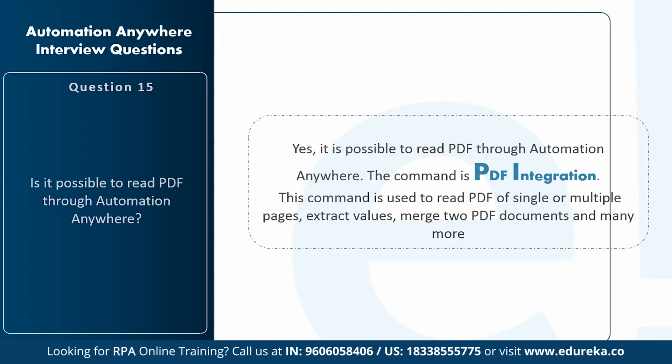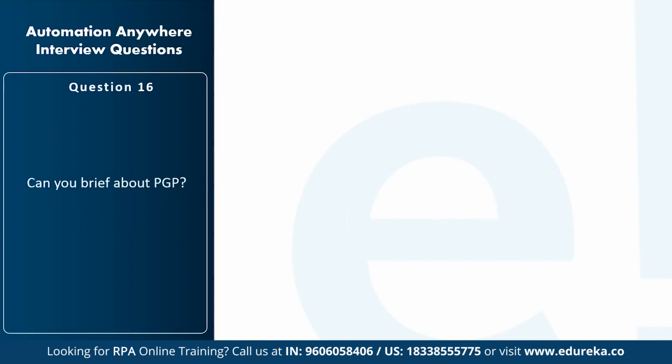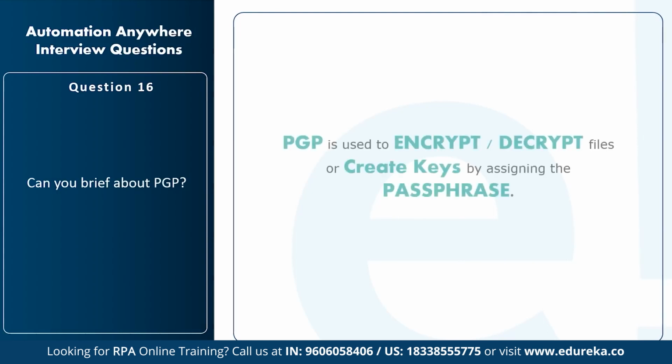Now let's move forward with our next question, that is, can you brief about PGP? Well, PGP is used to encrypt or decrypt the files or create keys by assigning the passphrase. So if someone asks you what is PGP, then PGP is also a command or an activity in Automation Anywhere that is used to encrypt or decrypt the files or create keys by assigning the passphrase.